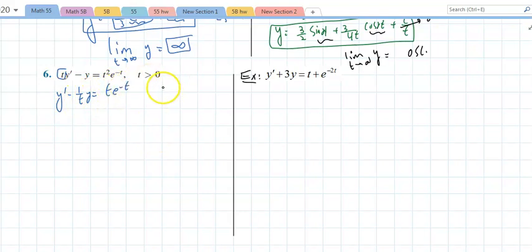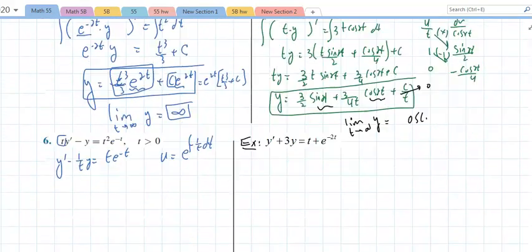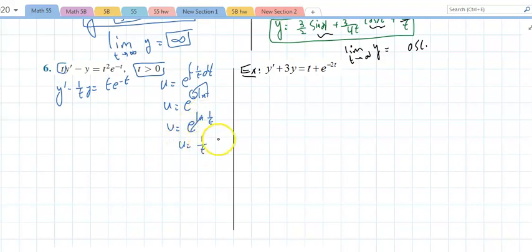And the same deal. I could let u equal e to the negative 1 over t integral dt. And wait, was it a negative on the previous problem? Did I miss it? No, it was positive. Okay, very good. So u will equal e to the negative natural log of t. Again, I don't need the absolute value because t is positive. Make that a power. U will equal e to the natural log of 1 over t. Those undo each other. U is simply 1 over t.